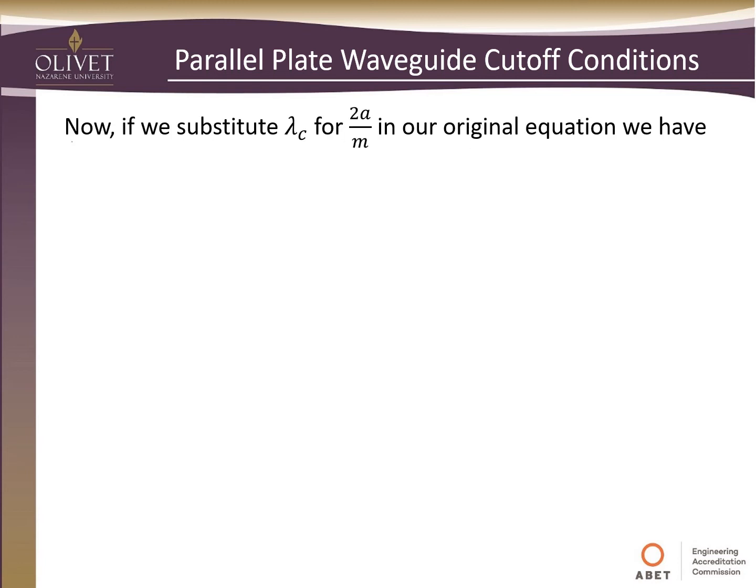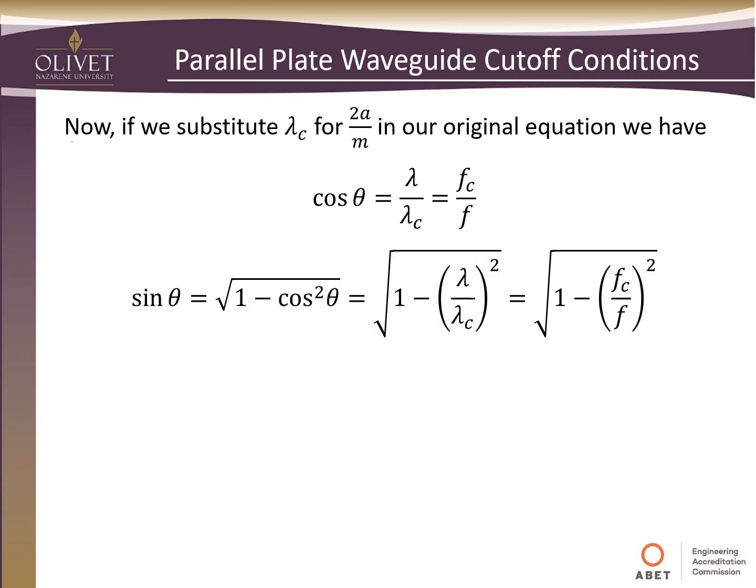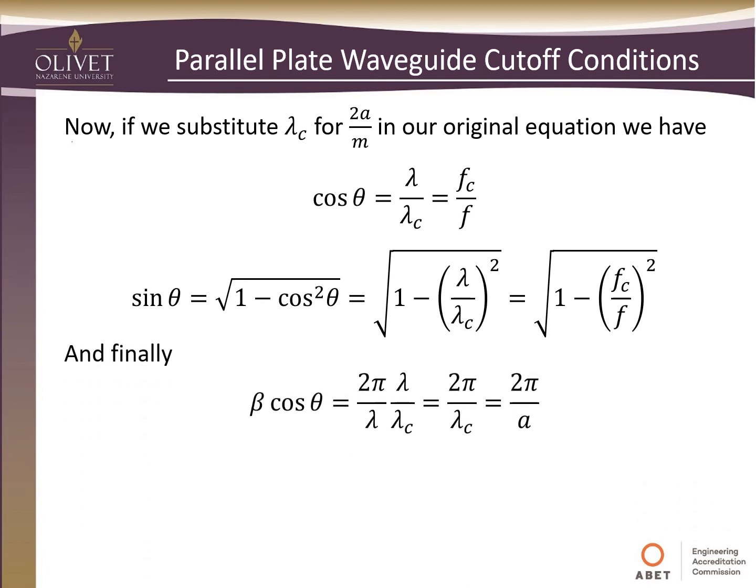So now if we substitute this cutoff wavelength, or the definition of it, 2a over m, in our original equation, we have that the cosine of the angle is equal to either lambda over the cutoff wavelength or the cutoff frequency over the frequency. So we can do some mathematical manipulation here where we finally come up with beta cosine theta is equal to 2 pi over a, which is equal to this relationship here, which is very similar to the Lorentz transformation that we spoke about when we were talking about Lorentz earlier.